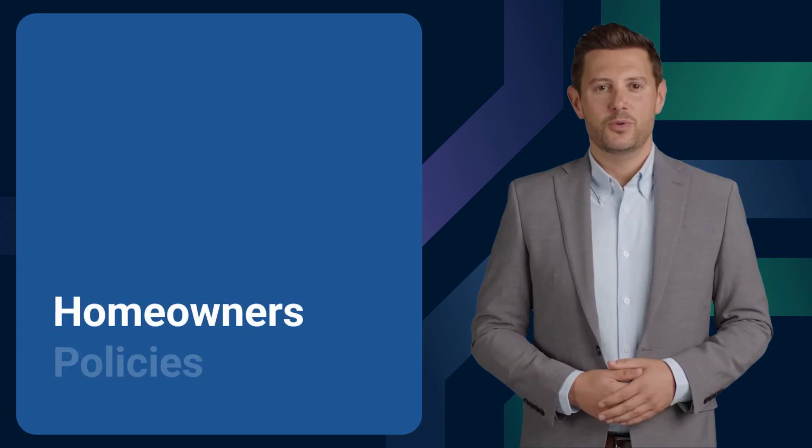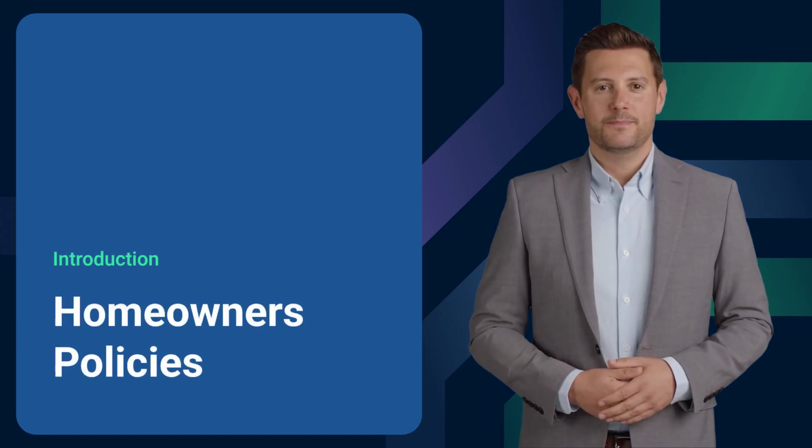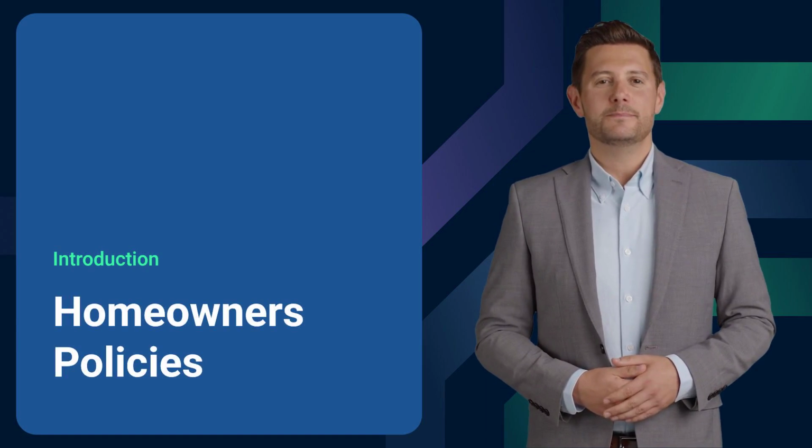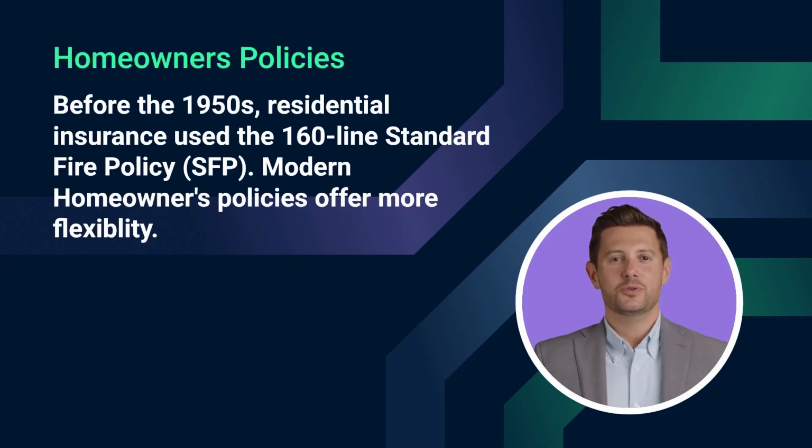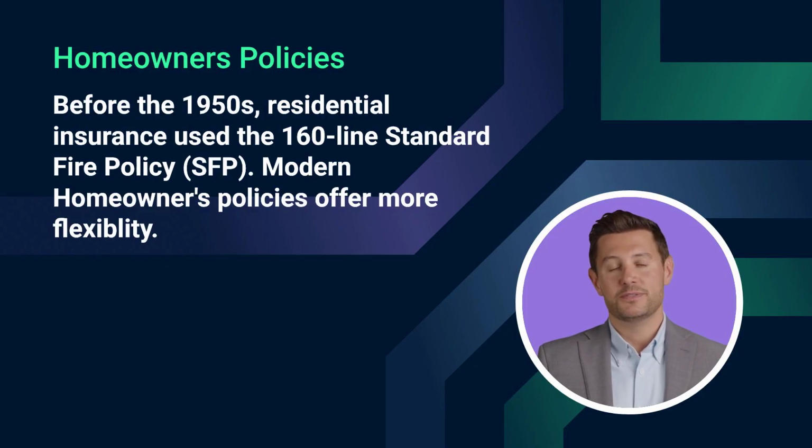In this video, we will go through homeowners' policies, purpose, and coverages. Here's a quick history lesson. Before the 1950s, residential insurance used the 160-line Standard Fire Policy, SFP. Modern homeowners policies replaced it with flexible forms for owners, renters, condo unit owners, and historic homes, plus customizable endorsements.